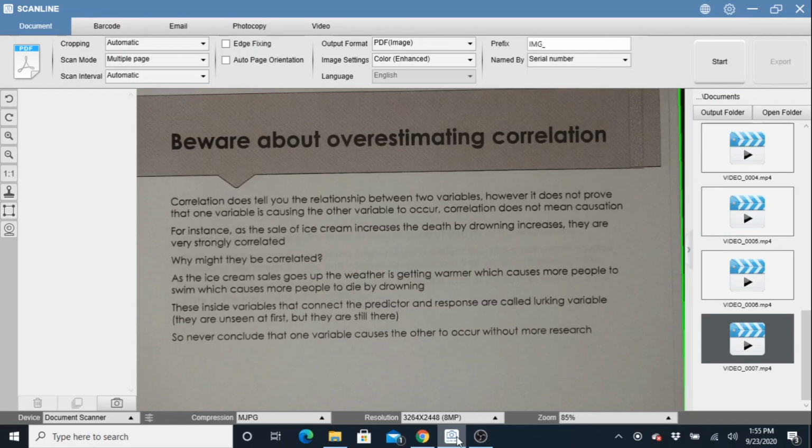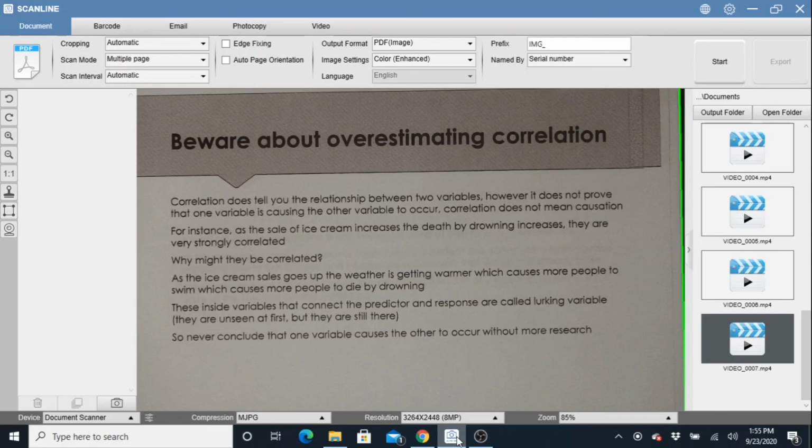Why are they correlated? Because you have this thing in the middle called a lurking variable. So the ice cream sales go up when the weather is getting warmer, which causes more people to swim, which causes more people to die by drowning. So there's really like two lurking variables that point to the next thing.